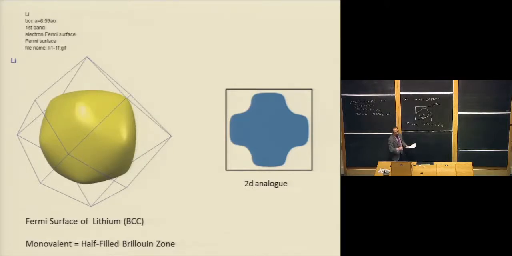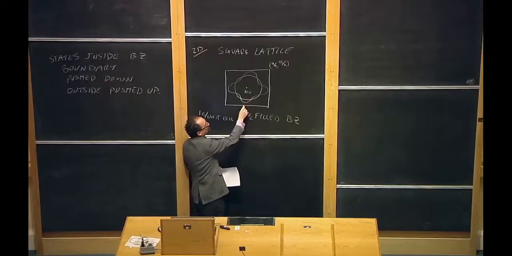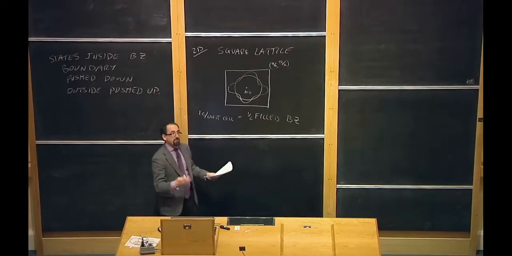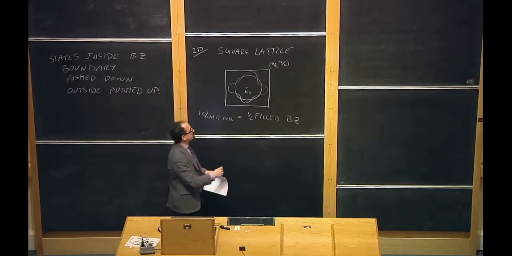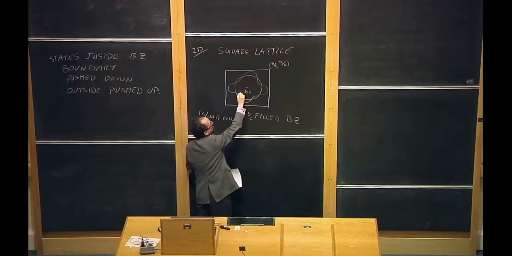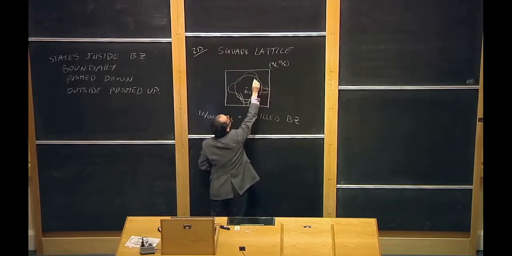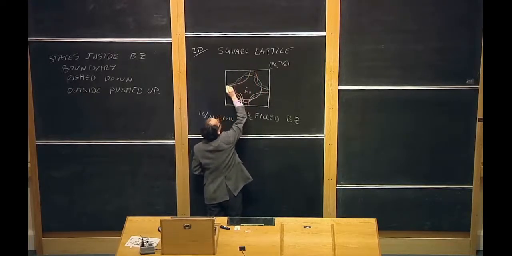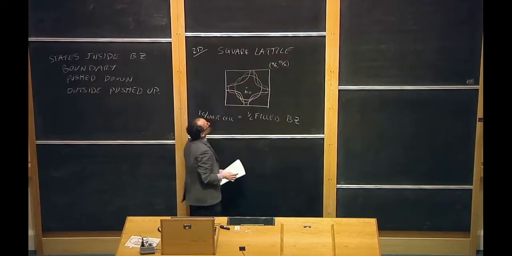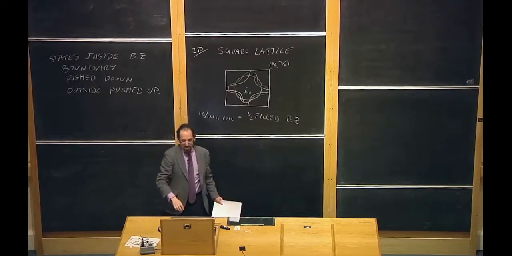All right. Now, in fact, if the periodic potential becomes extremely strong, what can happen is the states right at the Brillouin zone boundary can be pushed down so much that they go below the Fermi surface, in which case the Fermi surface deforms until it actually touches the Brillouin zone boundary, and you get something that looks more like this. And the states inside that shape are filled, and the states outside that shape are empty.